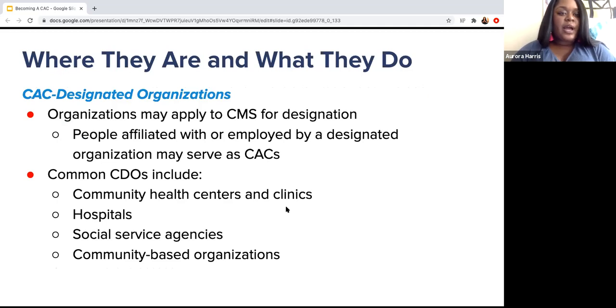So in order to become a CAC, you have to attach yourself to a CAC designated organization. These organizations apply to CMS for designation, so they apply to the federal government to be able to do that. A common CDO might be a community health center, a hospital, a social service agency, or a community-based organization. And we at Young Invincibles are a CDO, so we can designate CACs. If anyone on this call is, after this presentation, really interested in becoming a CAC, I'm happy to help designate you and walk you through that process.